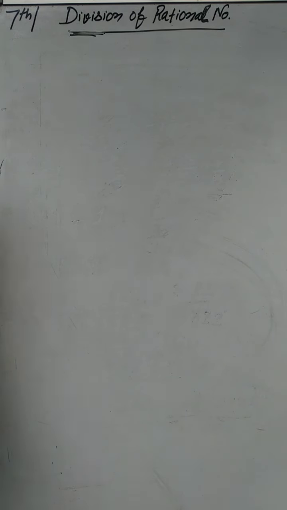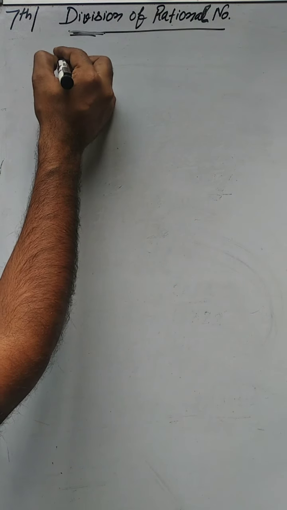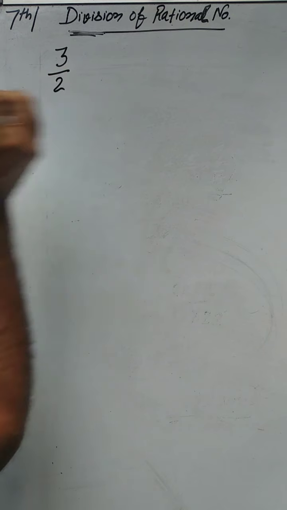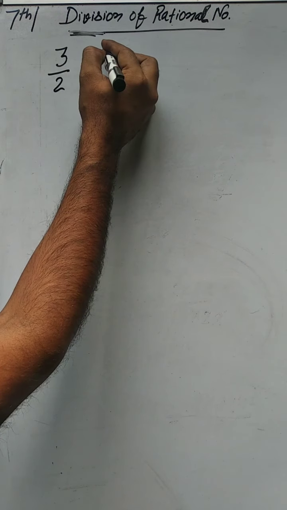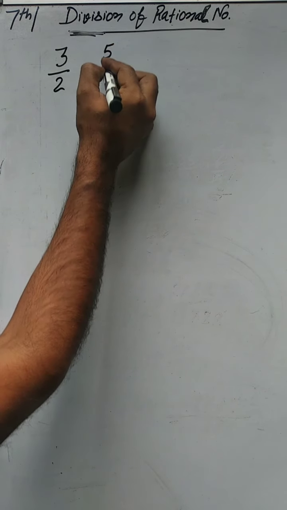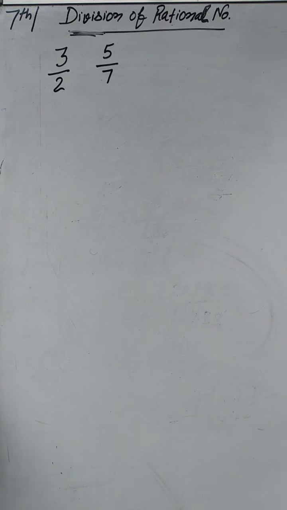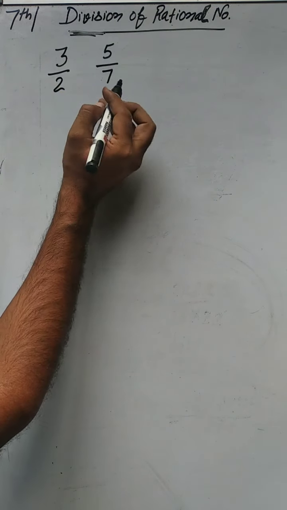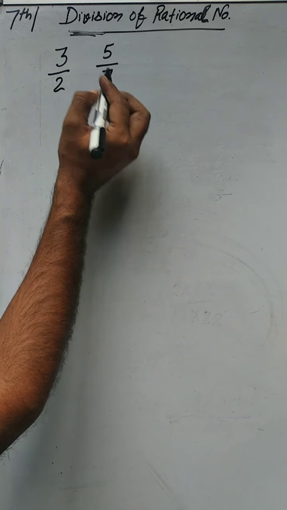Beta, today we will continue our next topic, division of rational numbers. As with fractions, we will proceed here the same way. You know very well how to divide fractions, but still I am reminding you. Suppose I have two fractions, 3 upon 2 and 5 upon 7. I want to divide 3 upon 2 by 5 upon 7.